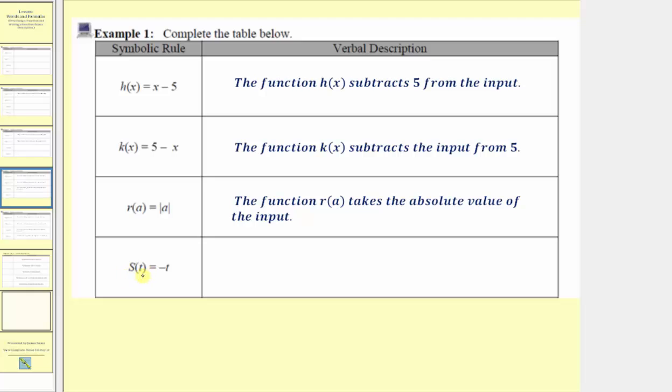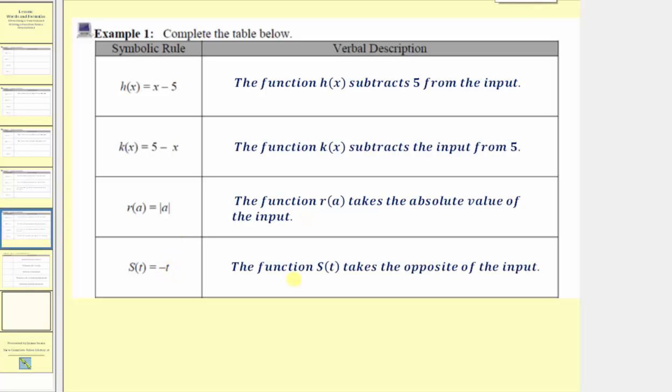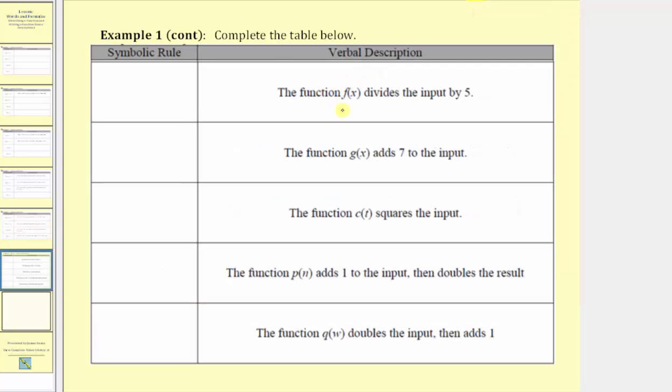Next we have s of t equals negative t, or the opposite of t. So here, because t is the input, we can describe s of t as the function s of t takes the opposite of the input. It would also be okay to say s of t takes the negative of the input. Now for the remainder of the table, we're given the written description of the function rule, and we're asked to write the symbolic rule or formula for the function.